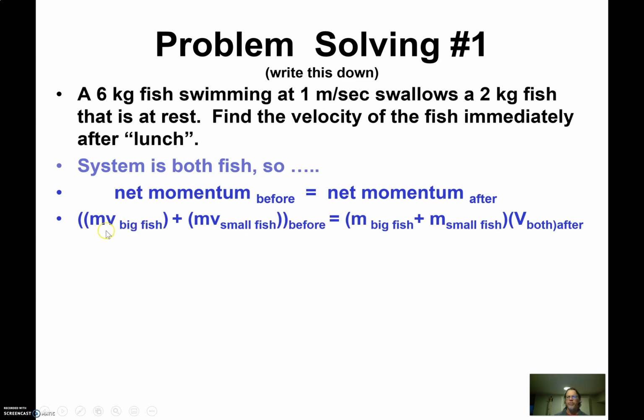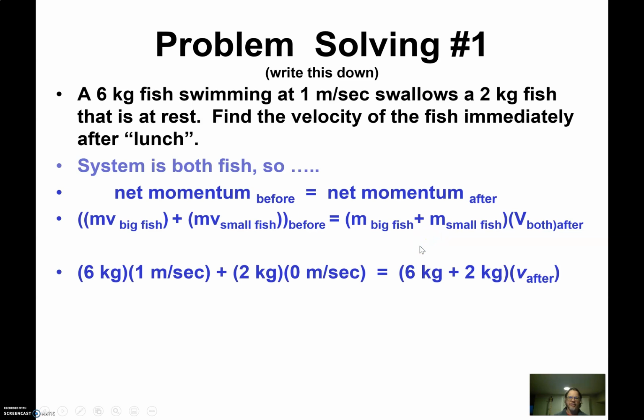So if we start out, we have a big fish over here. We have a little fish over here. So whatever momentum we have to start with has to be the same at the end if we call both fish together the system. Okay? So what happens on this side, you may notice that they've actually added the masses together. You might say, hey, why'd they add the masses together? Well, remember, the big fish is eating the small fish, so they're going to go at the same velocity afterwards.